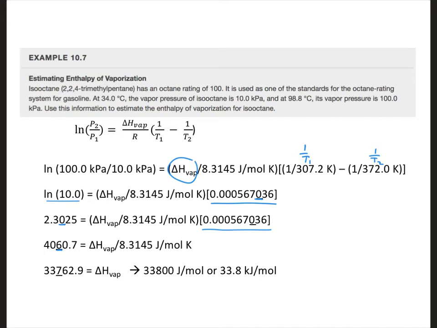Now I've got heat of vaporization on one side divided by R. I'm just going to multiply both sides by R so that I can get rid of this 8.3145. Still going to have 3 sig figs in my final answer. I now have a number that's equal to the delta H of vaporization. I'm going to round that. The 6 is going to tell me to round up. So 33,800 joules per mole, or 33.8 kilojoules per mole.